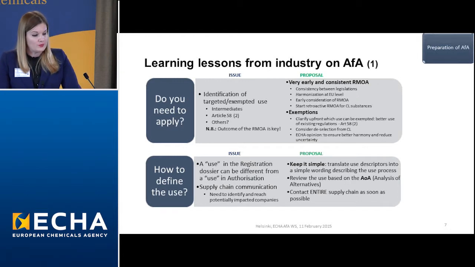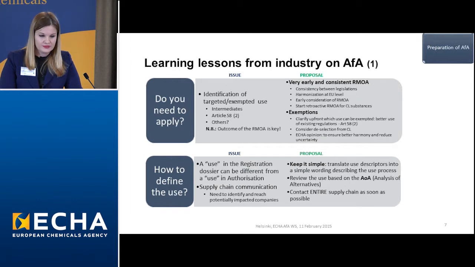So first of all, do you need to apply? Well, you have to ask yourself the question, do you have any potential cases for exemptions? Do you think you have any good potential arguments with backing that you have an intermediate argument, perhaps an Article 58.2 argument, or maybe one of the generic exemption arguments? Because, I mean, at the end of the day, the outcome of the risk management option analysis is really key.